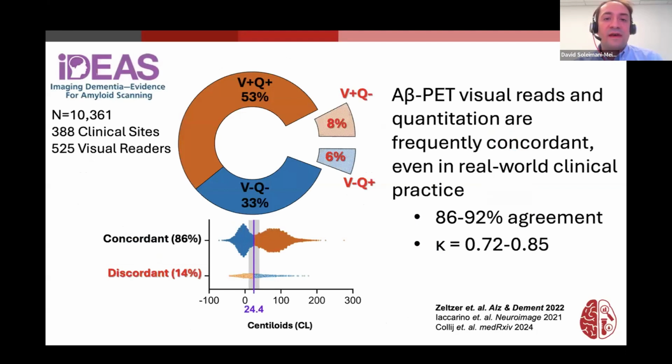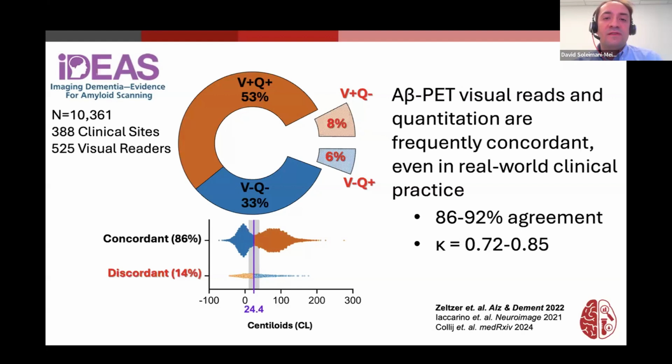So as a contrast to ADNI-4 and LEADS, I briefly want to talk about the IDEAS study, which collected amyloid PET scans acquired at over 300 PET facilities, interpreted by 525 visual readers for over 10,000 Medicare beneficiaries with clinical diagnoses of mild cognitive impairment or dementia of uncertain cause. In this study, visual reads were performed by community radiologists, and these visual reads were highly concordant with centrally processed centiloid quantitation using our PET-only pipeline.